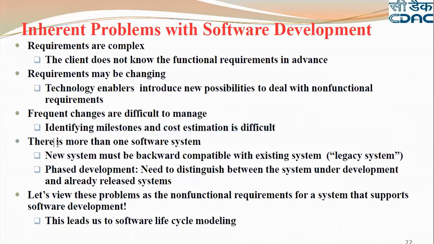Every phase, there is more than one software system. The new system must be backward compatible with the existing system. This is about when you do phased development. You need to distinguish between the system under development and the already released one. So these two things must be taken care of. Last, let us view this problem as a non-functional requirement for a system that supports software development. This leads us to software lifecycle modeling. In order to address all these things, we have to adhere to the software development lifecycle model.